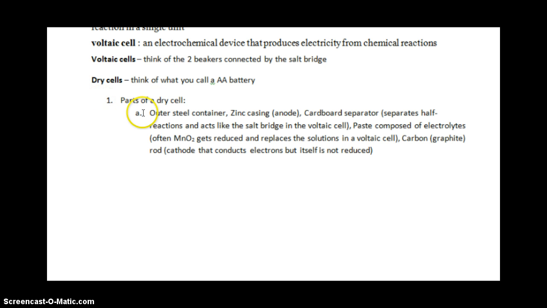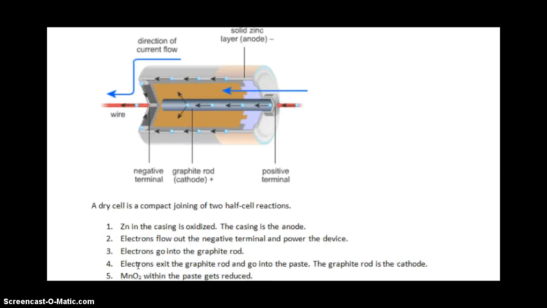So parts of the dry cell. It's the outer steel container, the zinc casing or the anode, cardboard separator, it separates the half reactions and acts like the salt bridge in the voltaic cell, paste composed of electrolytes, often manganese dioxide gets reduced and replaces the solution in a voltaic cell, carbon graphite rod, the cathode that conducts electrons but itself is not reduced. So then we have the picture.